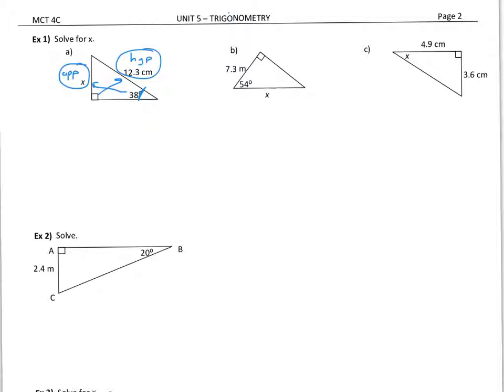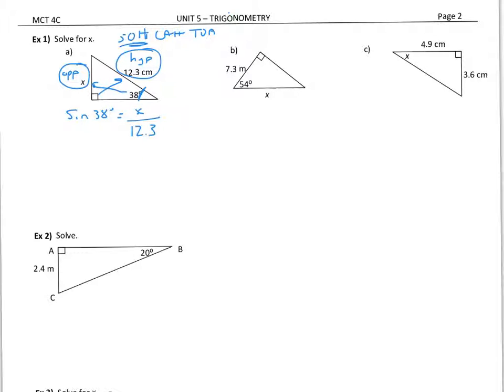So the trig ratio that uses the O and the H, if we think of our SOHCAHTOA, if I can write that in here, SOHCAHTOA. Then I think the one that we need is the sine. So we could do the sine of 38 degrees would equal opposite over hypotenuse.